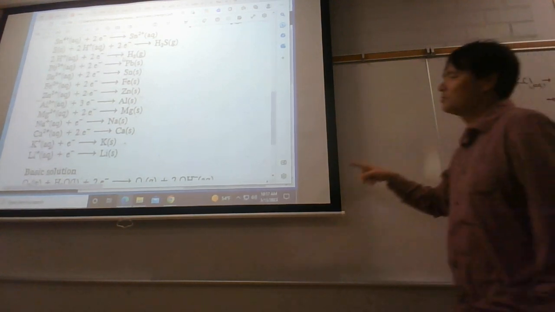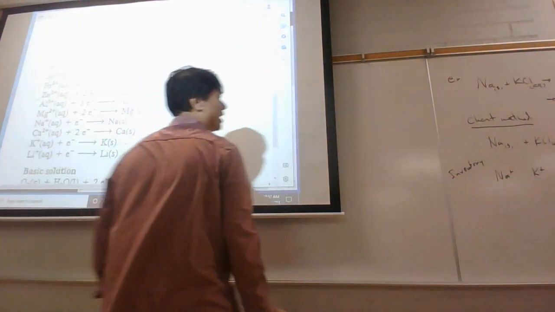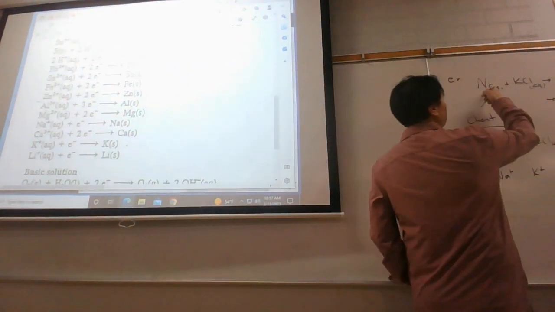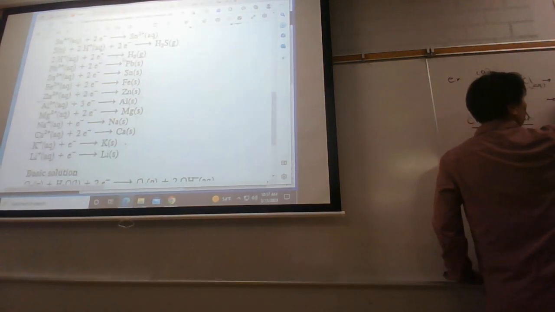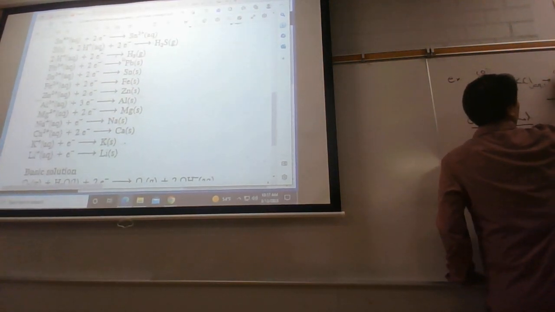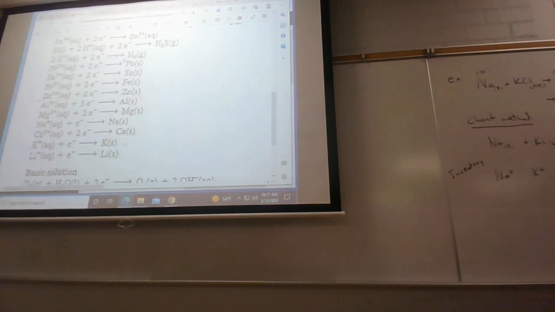When sodium reacts, what happens? Sodium loses an electron to form sodium ion. So that's what we had here. If we look at the oxidation state, sodium metal is 0. The oxidation state of sodium in sodium chloride is +1. So to go from 0 to +1, we must have lost an electron. So that's what happened there.